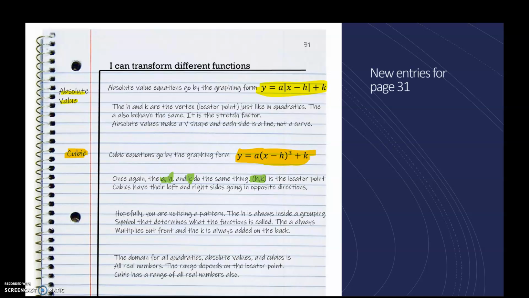And so one thing I want to point out down here, which I just wrote down, is this little piece about noticing a pattern. You're always going to notice that the h is grouped with the x inside the thing that names the function. So you see the x minus h in a parentheses with a cube, it's a cubic. You see the x minus h in absolute value bars, it's an absolute value. You see the x minus h in a parentheses with a squared, it's a quadratic. So you're just going to start noticing the different types of pieces here. All right.